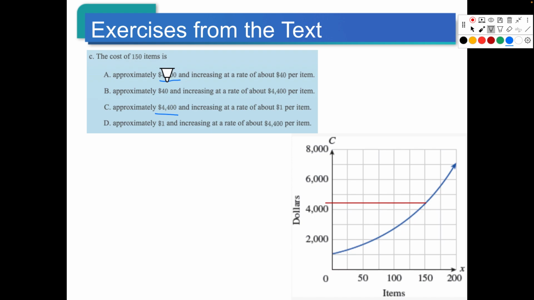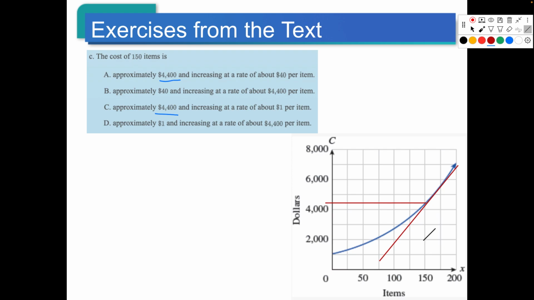And then now we've got to say the cost is approximately 4,400, and it's increasing at a rate of about 40 per item. Or is it increasing at about $1 per item? How do we calculate the increase per item? What's the thing we're looking for? In the vocabulary we're doing today, that's our marginal cost. That's the derivative. That's the slope of the tangent line. So now we want to sort of draw one of those in here. There's that. And again, I sort of like that. And then I've got to estimate, does that have a slope of 1 or a slope of 40?